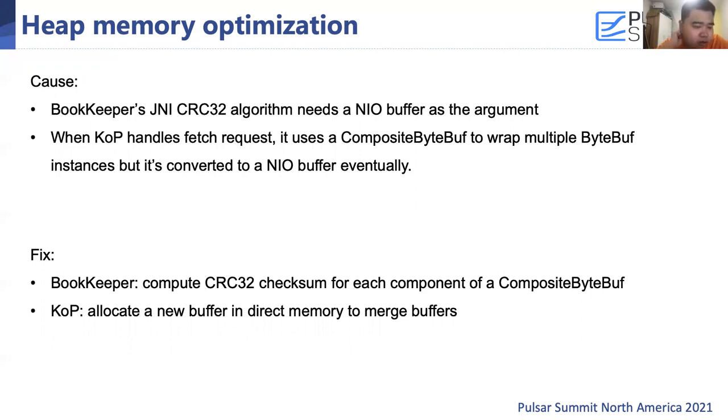After knowing the cause, the fix is simple. On the BookKeeper side, we compute the checksum for each component of a composite byte buf instead of computing the CRC32 of the composite byte buf. And on the KoP side, we just allocate a new buffer in direct memory to merge buffers.